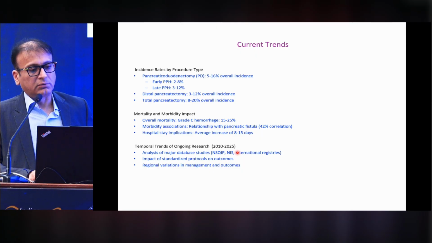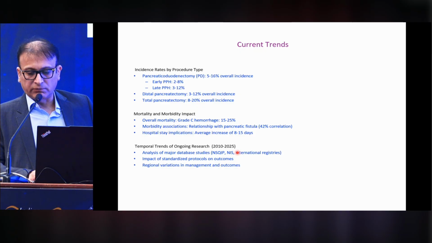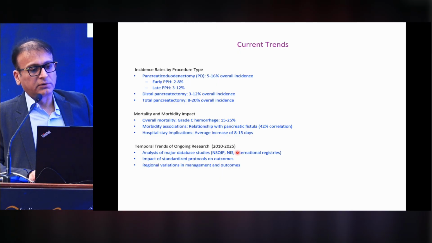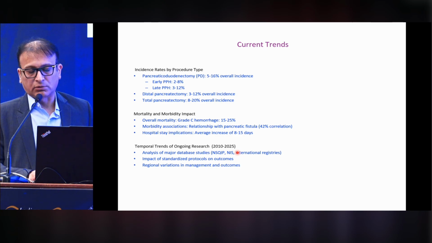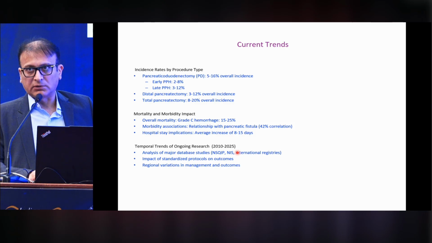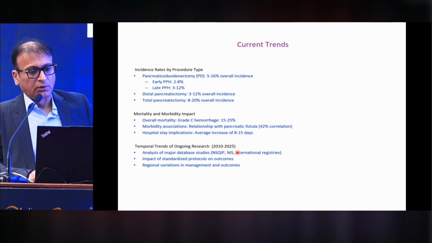to give you a background of the problem, 5 to 16% of patients have post-pancreatectomy hemorrhage, I'll call it PPH. Please don't get confused with postpartum hemorrhage. I'm talking about post-pancreatectomy hemorrhage. So early is about 2 to 8%, and late is about 3 to 12%. Highest is with total pancreatectomy, and I'm sure all of us would have had that experience. With grade C hemorrhage, the mortality goes up to 15 to 25%, and at least about 40% have been shown to be associated with POPF.